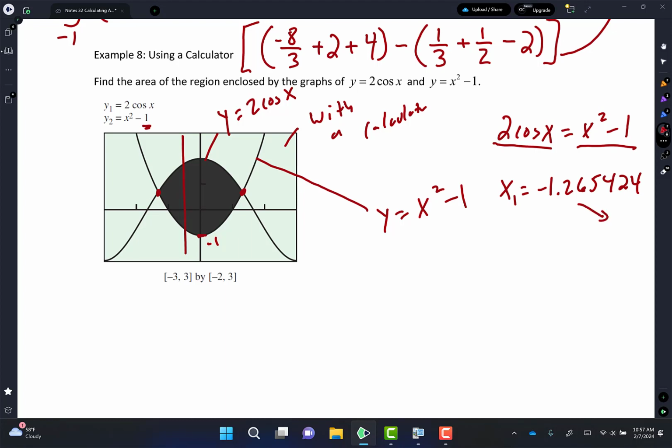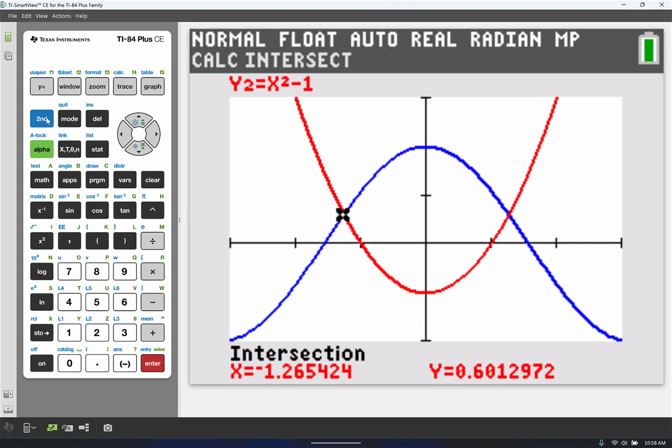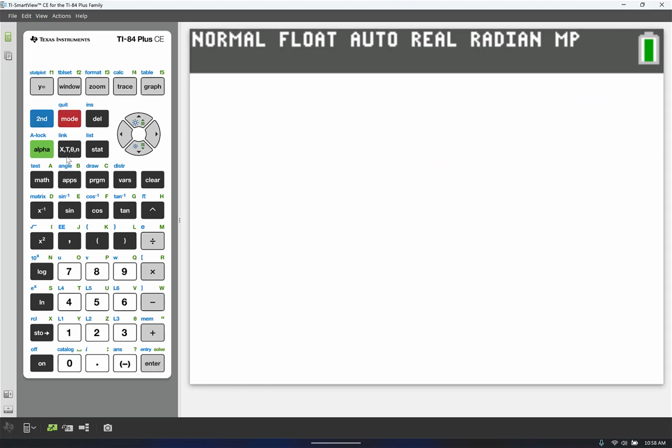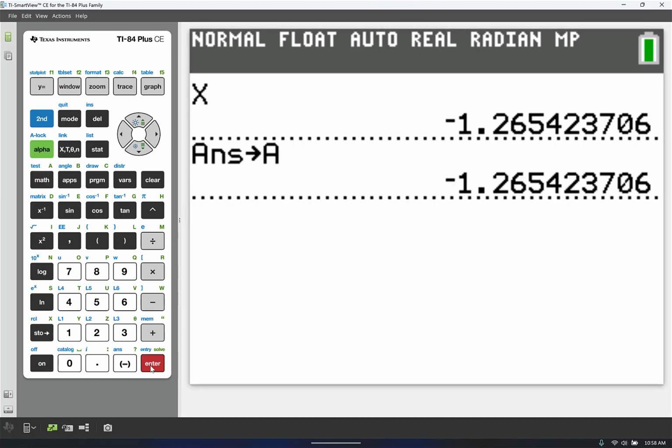I'm going to store this into A. Here's how I would do it. You see that intersection? Right now, it is stored in memory as an X value. So if you go second quit on your home screen and push X next to the alpha and just push enter, look, there it is. Store it. Push the store button and put alpha A. You could actually have done it over there in the first step as well. So now I'm going to use the letter A on my calculator. You don't want to use the letter X. Cool or not cool?